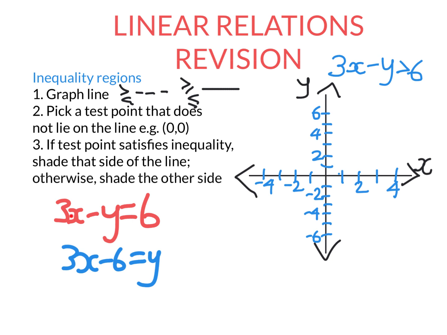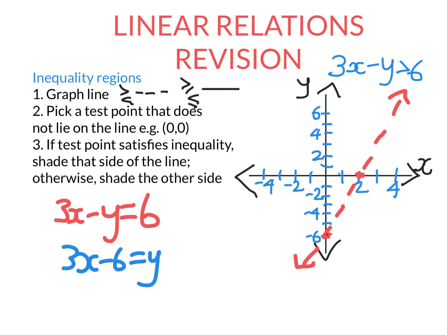If x equals 0, minus y equals 6, which means y equals negative 6. The y-intercept is negative 6. If y equals 0, 3x equals 6, x equals 2, this is the x-intercept. Whichever way you graph it, it should go through these 2 points. Now, because we have a greater than symbol, rather than drawing a solid line, I have to draw a dashed line. So this here is the line 3x minus y equals 6.